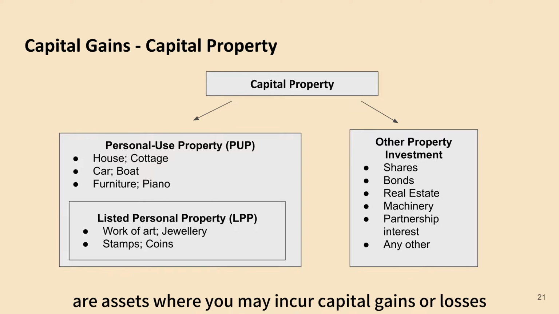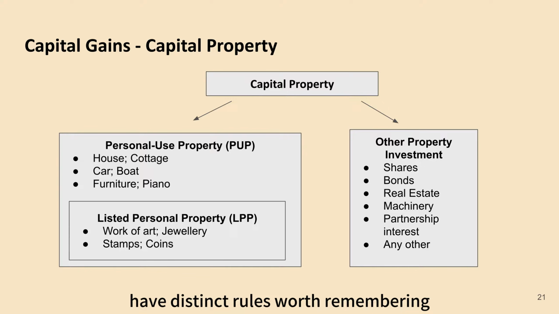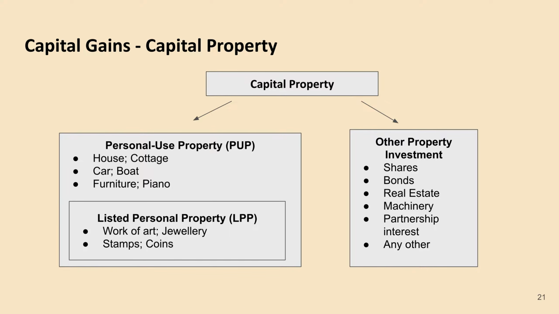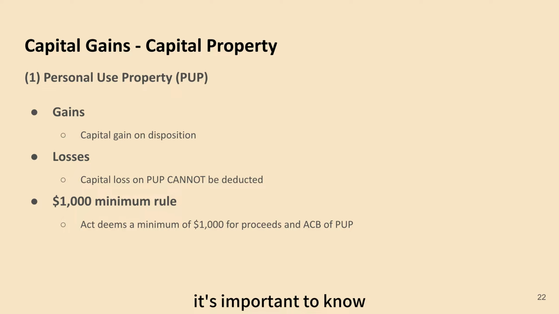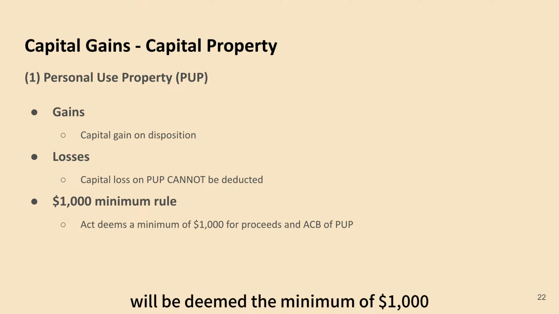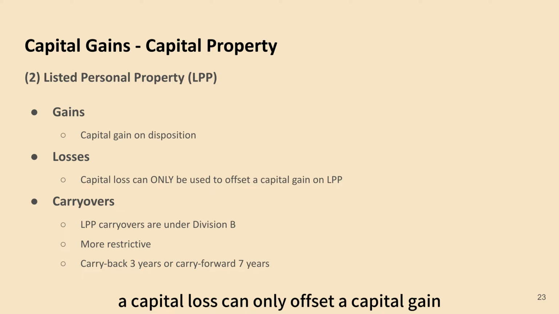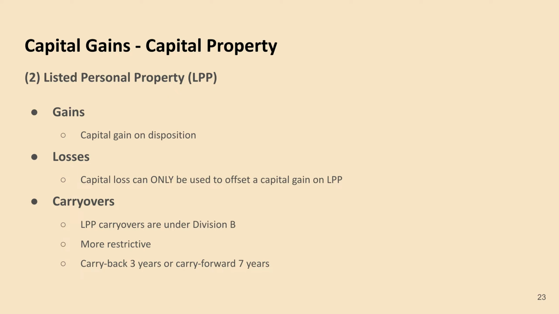Capital properties are assets where you may incur capital gains or losses upon disposition. However, personal use property (PUP) and listed personal property (LPP) have distinct rules worth remembering. When you sell PUP, it's important to know that a capital loss cannot be claimed. The sale proceeds and adjusted cost base of PUP will be deemed a minimum of $1,000. And in the case of LPP, a capital loss can only offset a capital gain on another listed personal property.